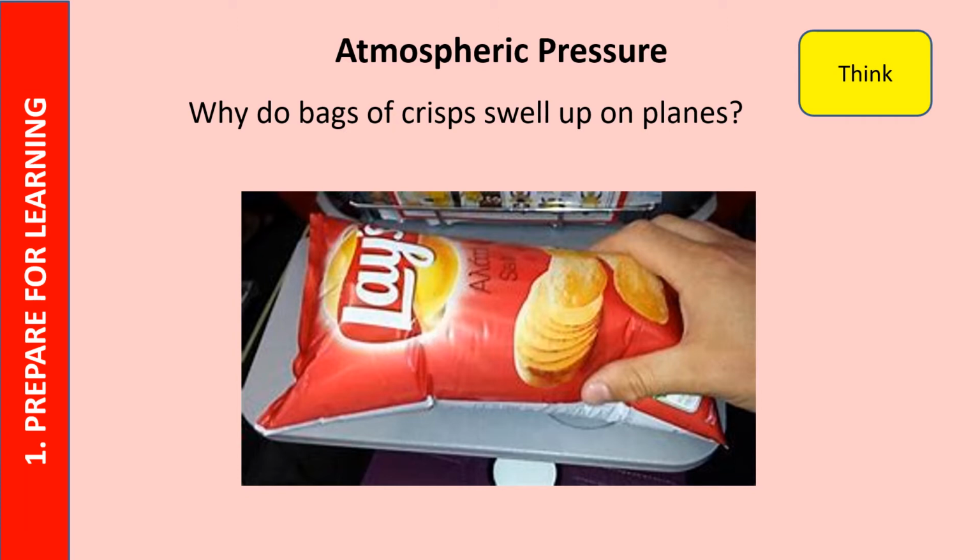To explain this, we need to know about atmospheric pressure. Crisps are bagged at or around sea level, and the pressure inside the bag is the same as the pressure outside. However, once the plane gets to a certain height, the outside pressure is less, which causes the bag to swell up.